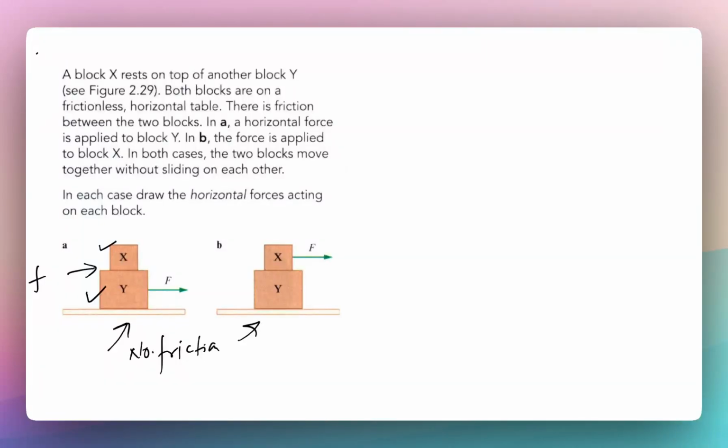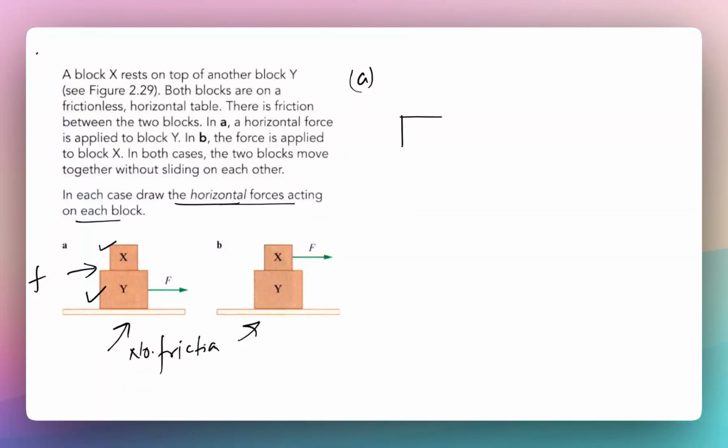Horizontal force F is applied to block Y in case number A, and horizontal force F is applied to block X in case number B. In each case, draw the horizontal forces acting on each block. So we are not worried about the vertical forces, but only horizontal. So let's start with A.